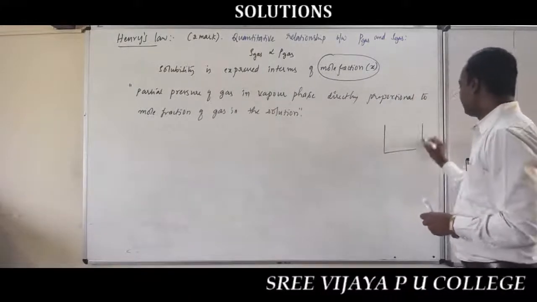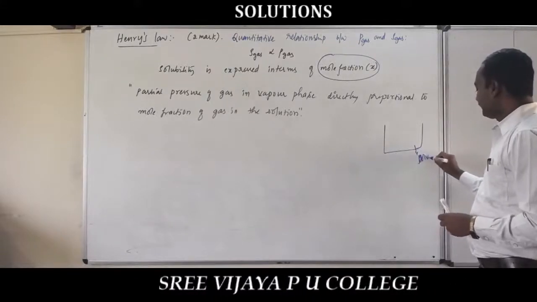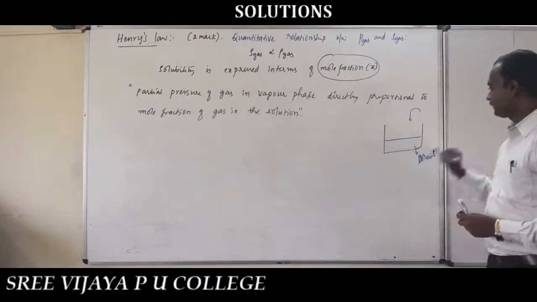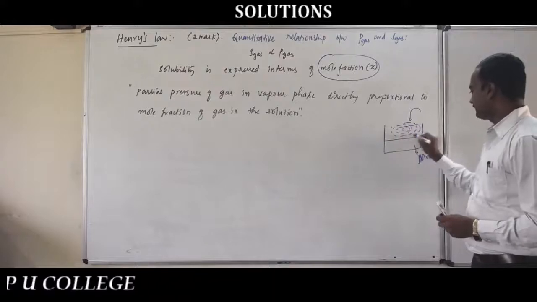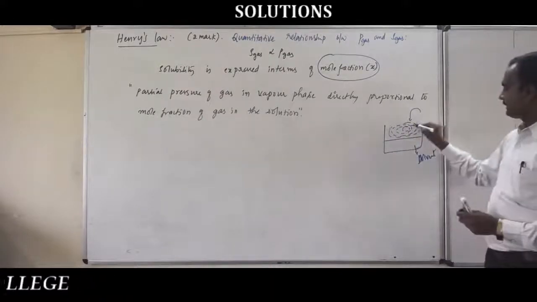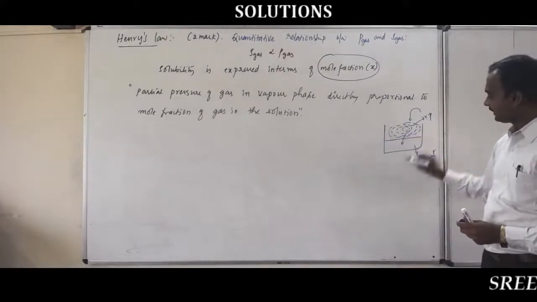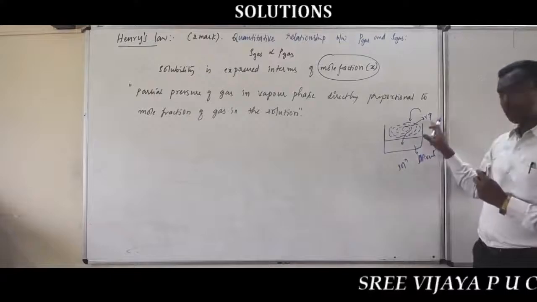Here, let us take a solvent, say water. Now I take the gas. This is the surface of the solvent. These are the gas molecules. This phase is taken as the vapor phase, and these gas molecules that dissolve become the solution phase. So now we have a solution phase and a vapor phase.